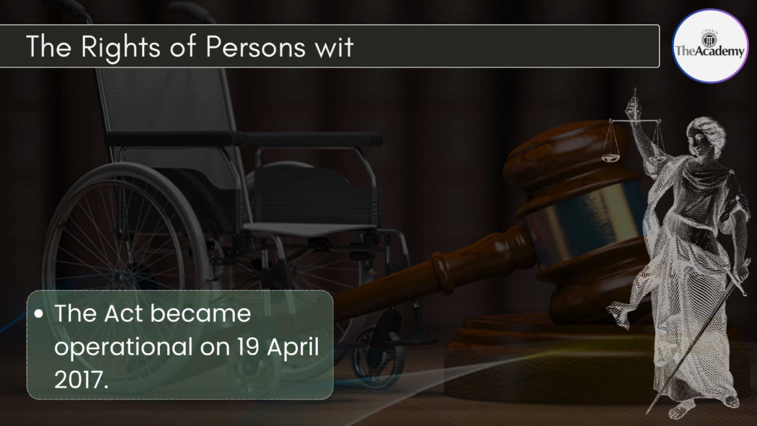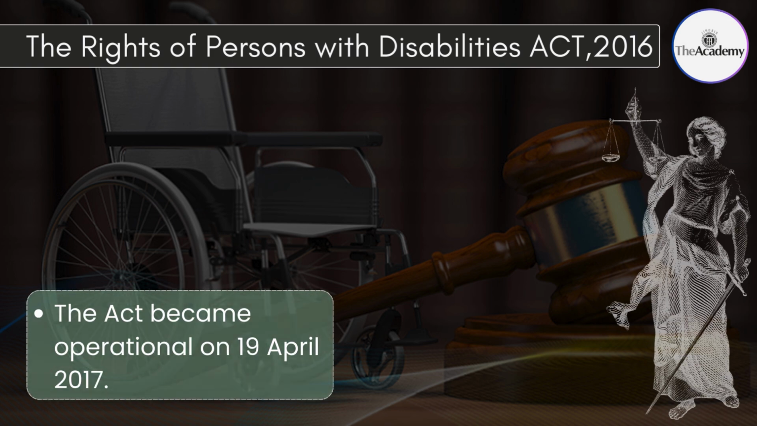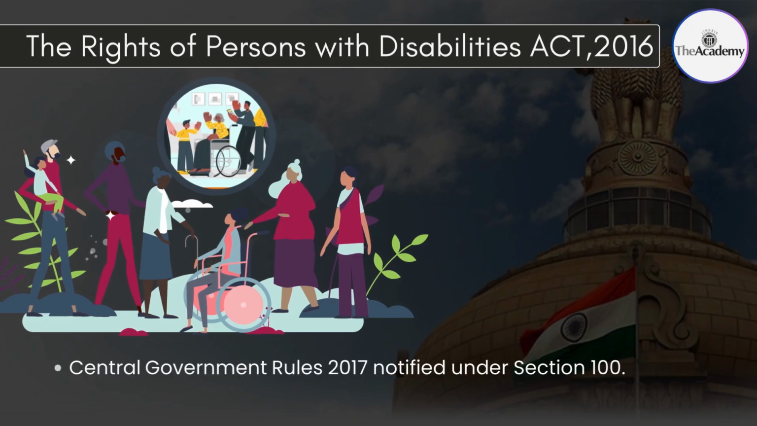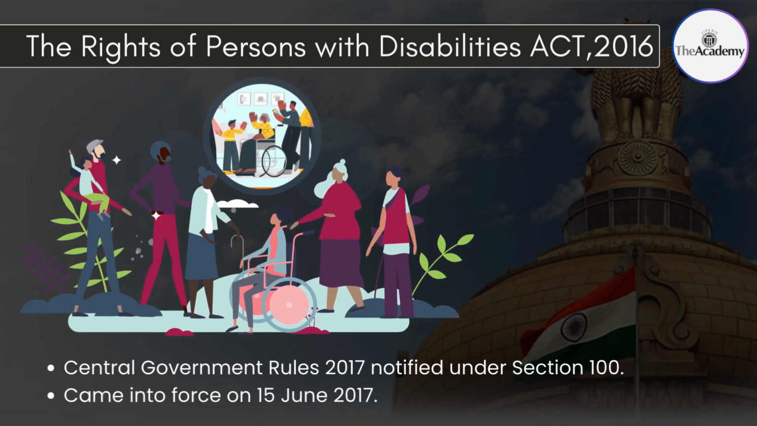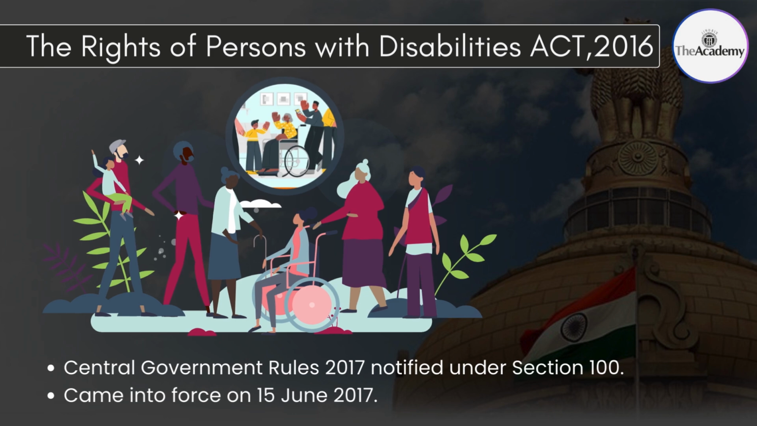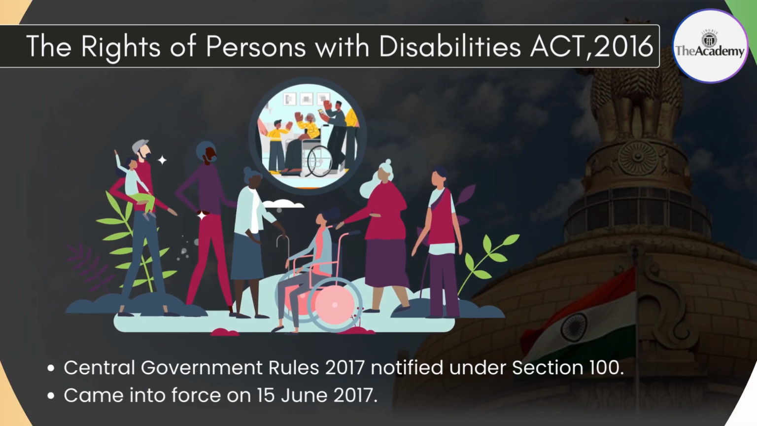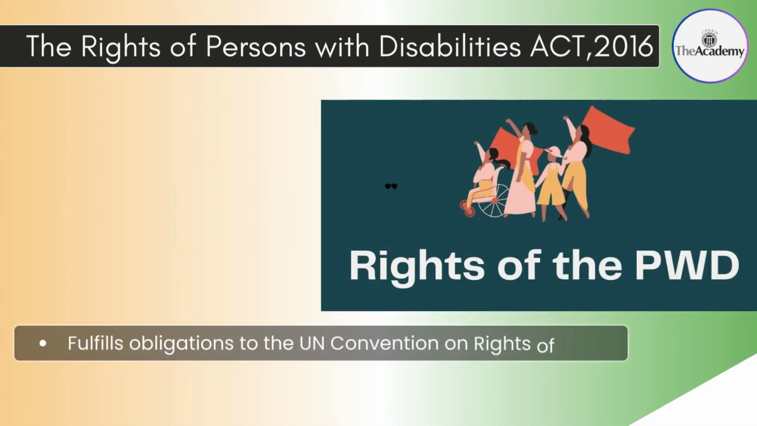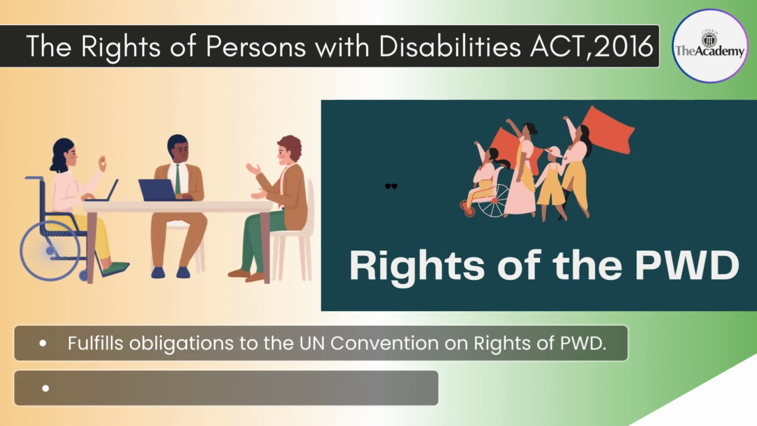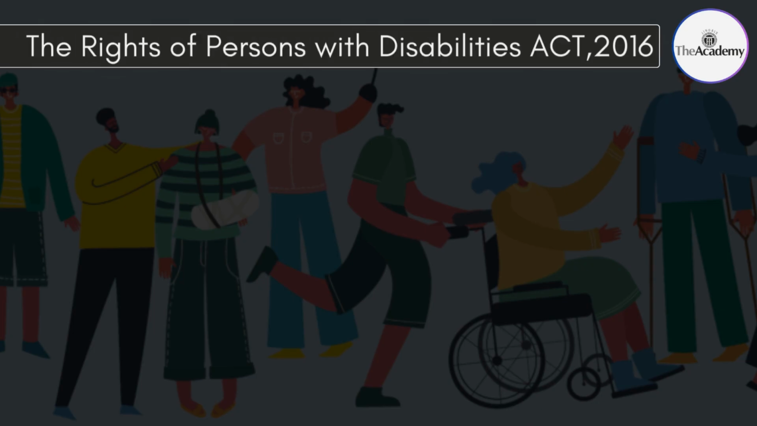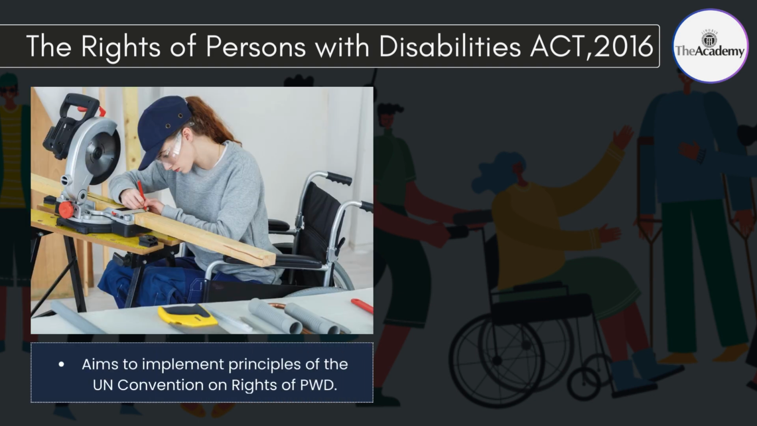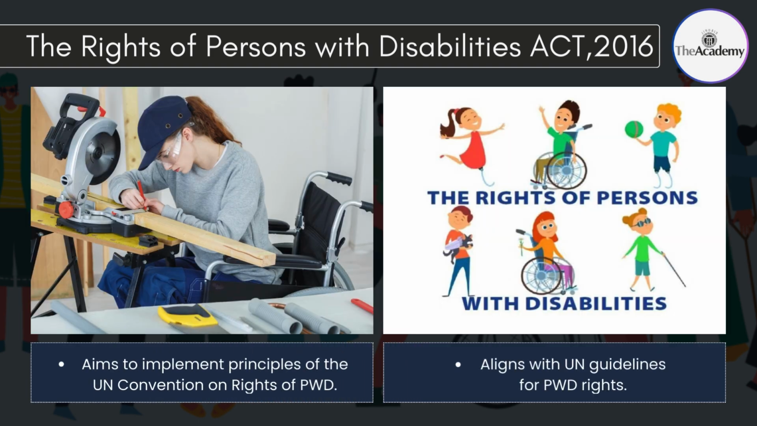The Act became operational on the 19th of April 2017. The Central Government Rules 2017 were notified under Section 100 of the Act and came into force with effect from the 15th of June 2017. It fulfills the obligations to the United Nations Convention on the Rights of Persons with Disabilities, to which India is a signatory. Objectives. The Act aims to give effect to the principles laid down by the United Nations Convention on the Rights of Persons with Disabilities.